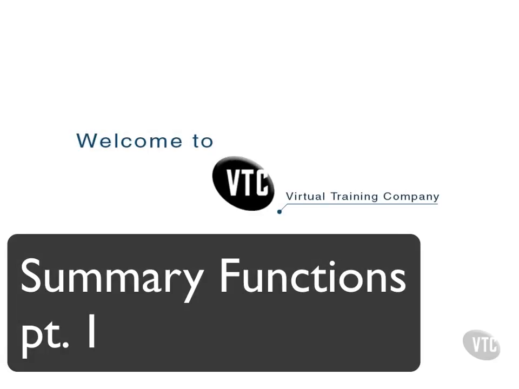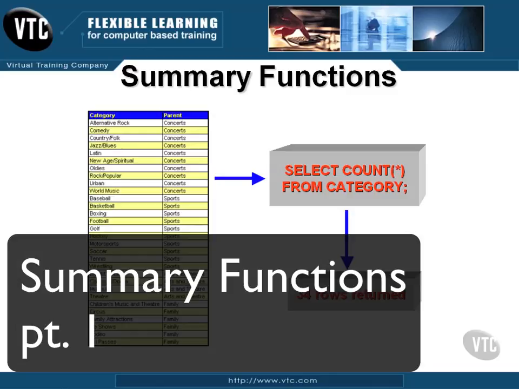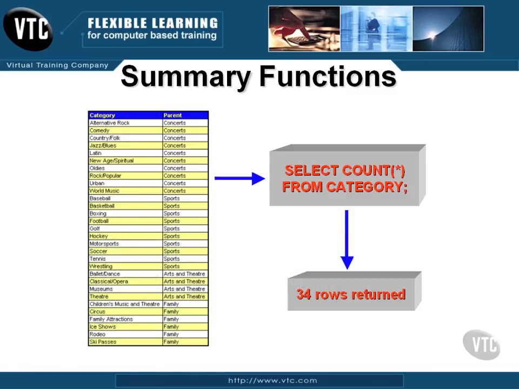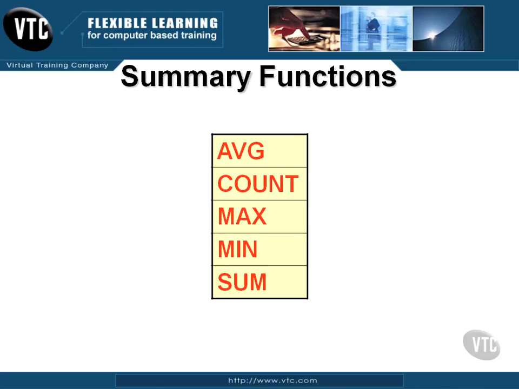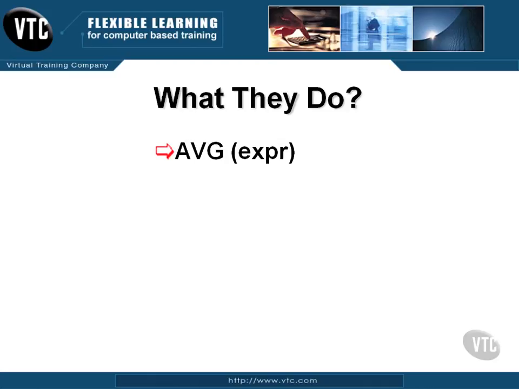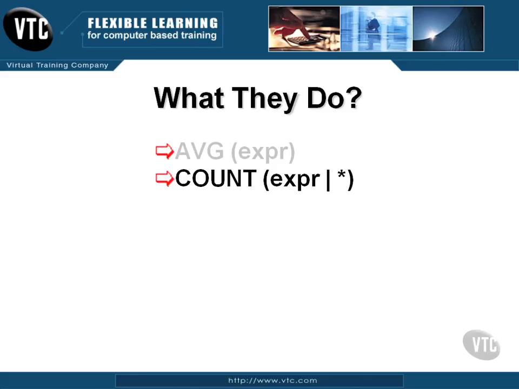So, let's begin the discussion of grouping functions with the simple summary functions. They produce a summary of information. A count of everything from a table gives me 34 rows. An average finds the average, or actually, of a column from a query which is grouped by. We'll show you how this works in a minute.